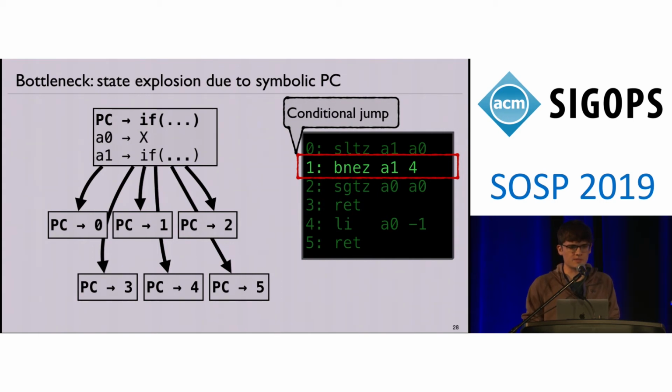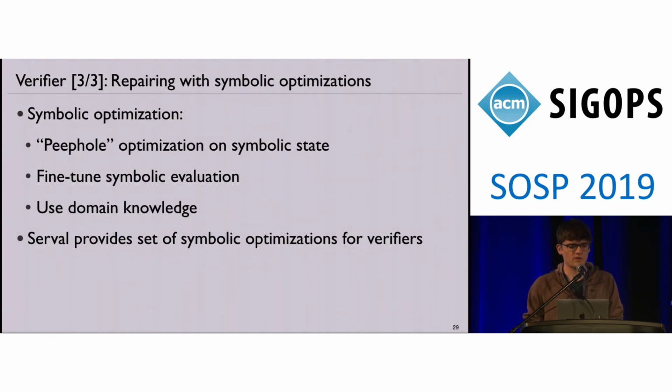However, optimizations to the SMT solver are too late because this problem is actually occurring during symbolic evaluation. So in order to fix this type of problem and others, we've developed the idea of a symbolic optimization, which you can think about like a peephole optimization that operates on symbolic state. And it allows the developer of the RISC-V verifier to have fine-tuned control over the symbolic evaluation process and where states are merged and split.